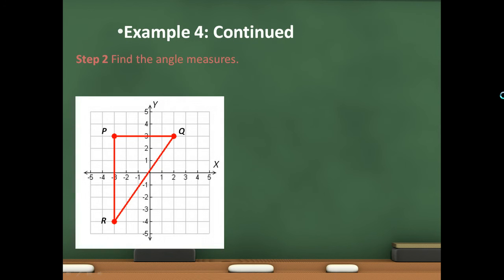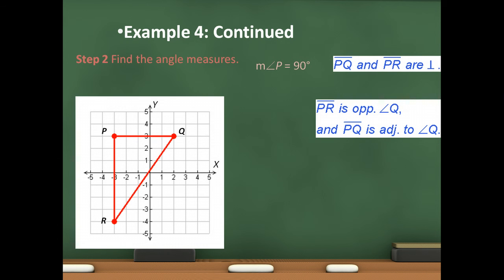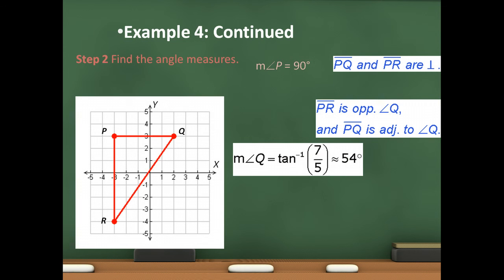Step 2, we need to find the angle measures. PQ and PR are perpendicular, so that's 90 degrees for angle P. PR is opposite angle Q, and PQ is adjacent to Q. So the measure of angle Q equals the inverse tangent of 7 over 5, which is about 54 degrees. The acute angles of a right triangle are complementary, so the measure of angle R will be 90 minus 54, or about 36 degrees.